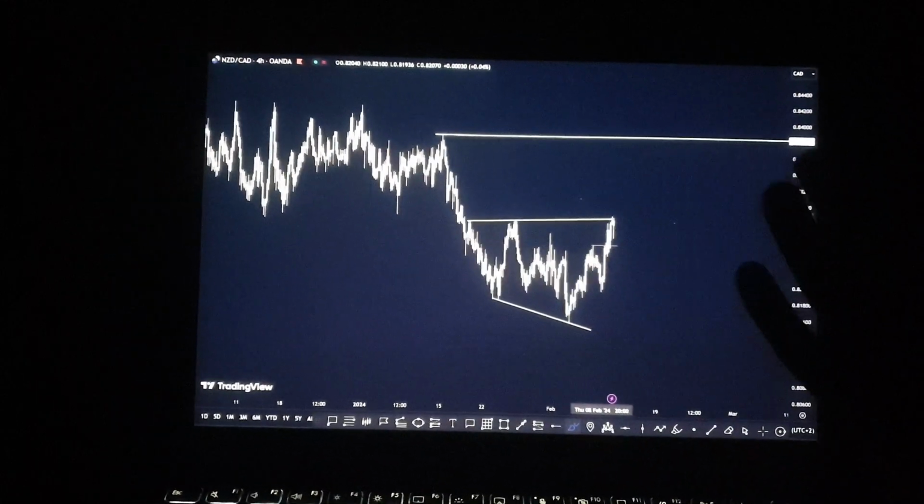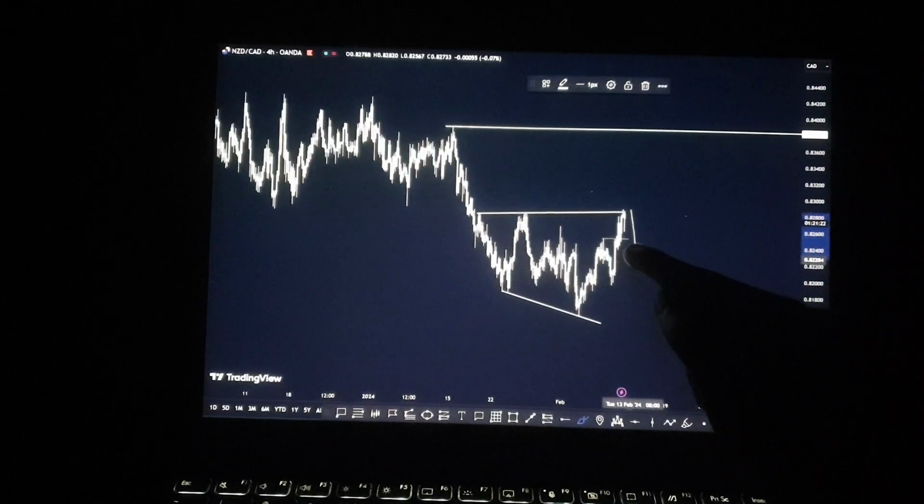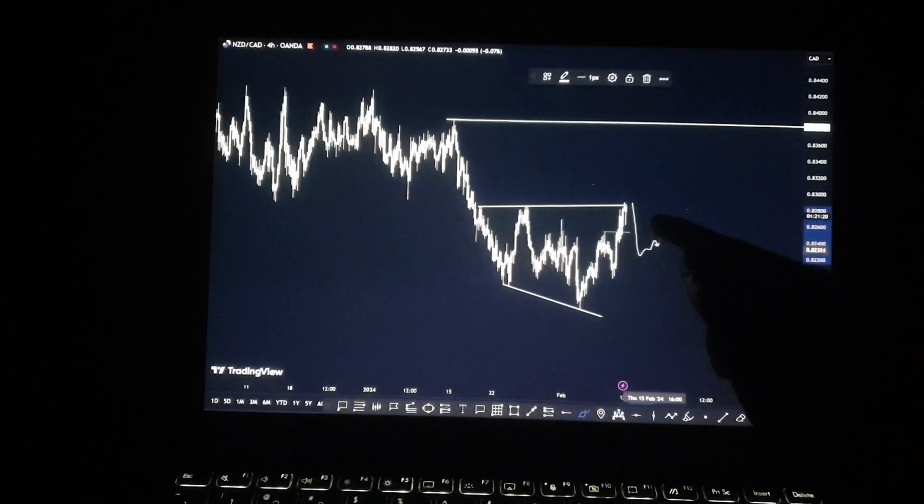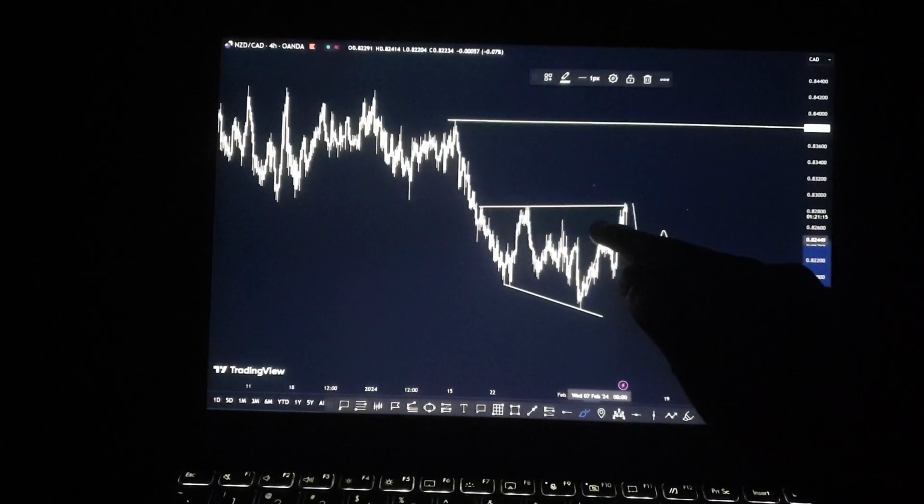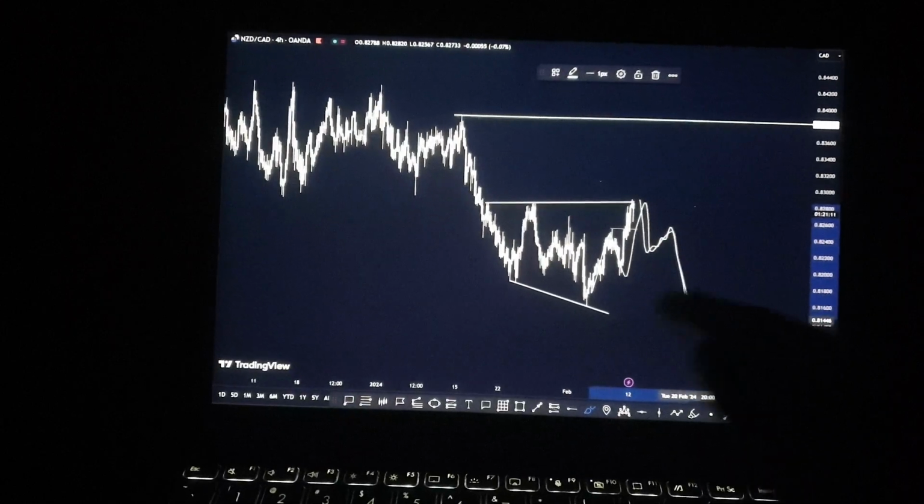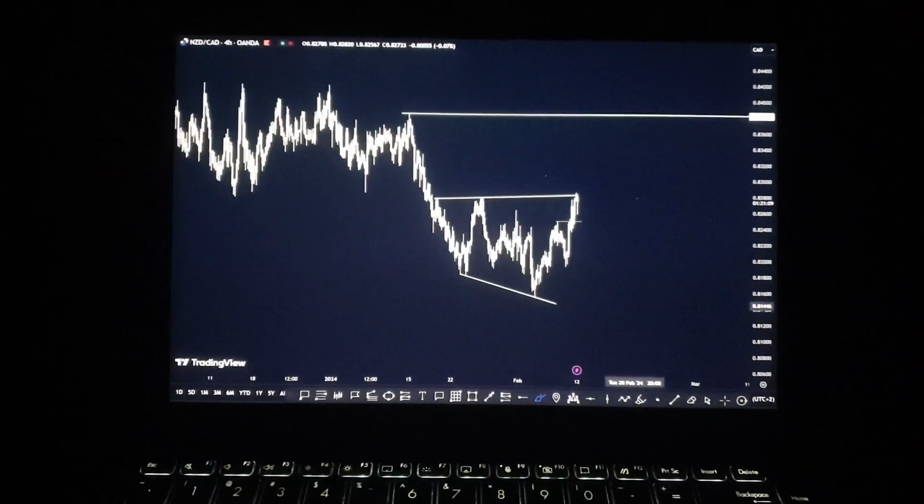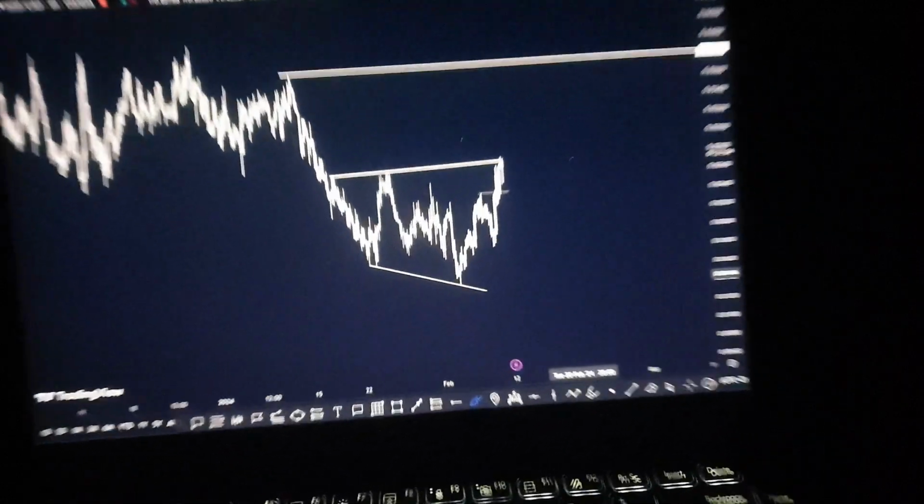Right now all our conditions have been met, so we will be waiting for a push to the downside, hopefully a break of support, a nice retest, and a push to the downside again, giving us our left shoulder, our head, our right shoulder, and a push to the downside. But yeah, that's what we're going to be waiting for on the NZD CAD.